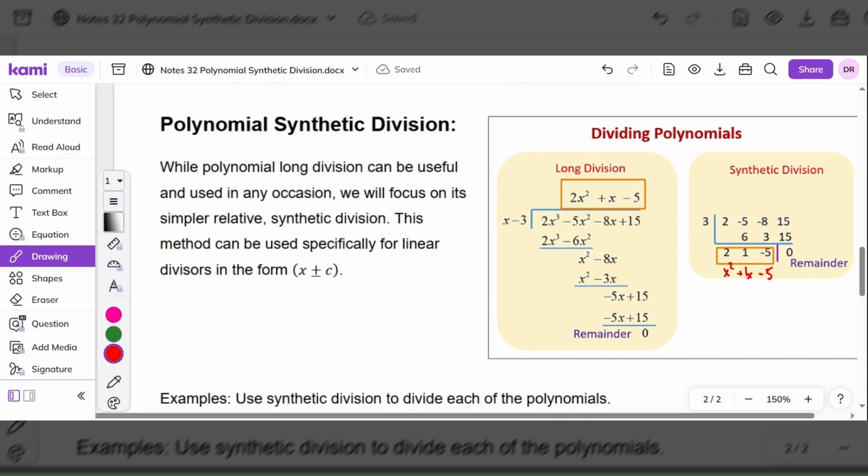So I'm going to show you this one today. It's actually really, really easy if you can follow the steps. It doesn't take as much time as that long division.